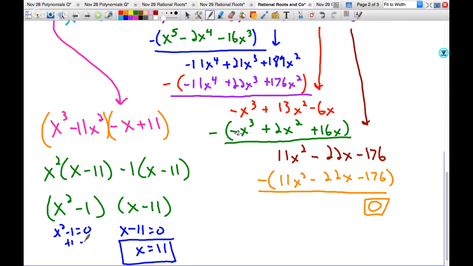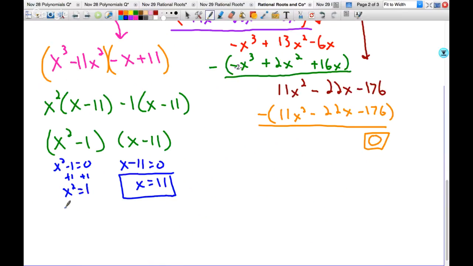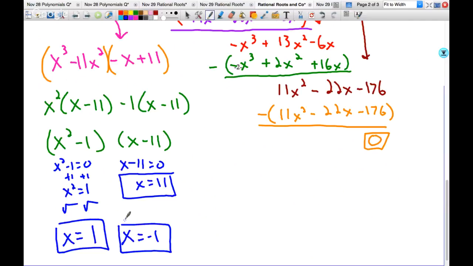And after I take the square root here, x squared equals 1, square root. X equals the square root of 1 is 1 and negative 1. It's plus or minus 1. So we get 2 more roots for a total of 5 roots.